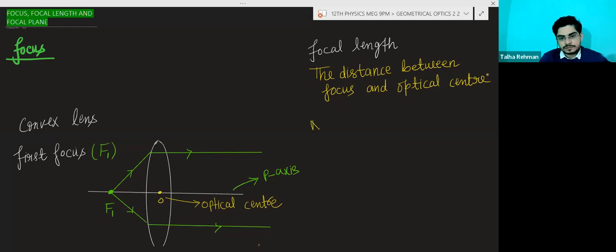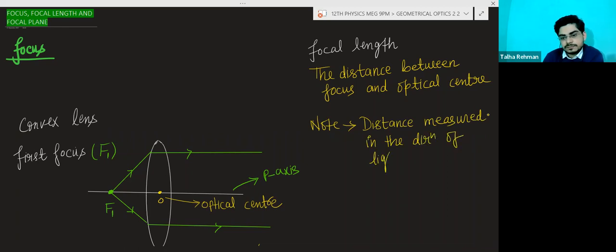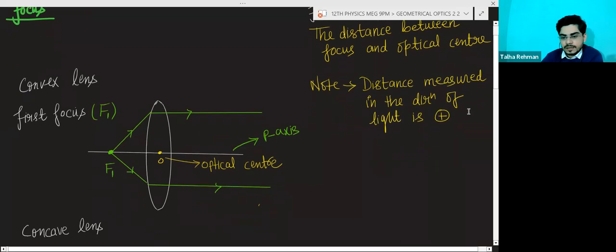Remember one point, again and again I am telling: distance measured in the direction of the light is positive. Distance measured in the opposite direction of the light is negative.